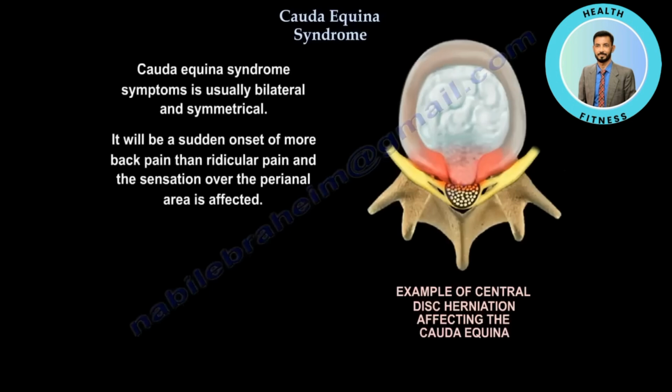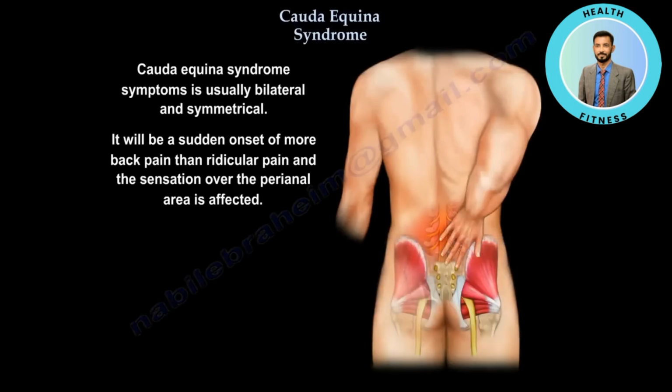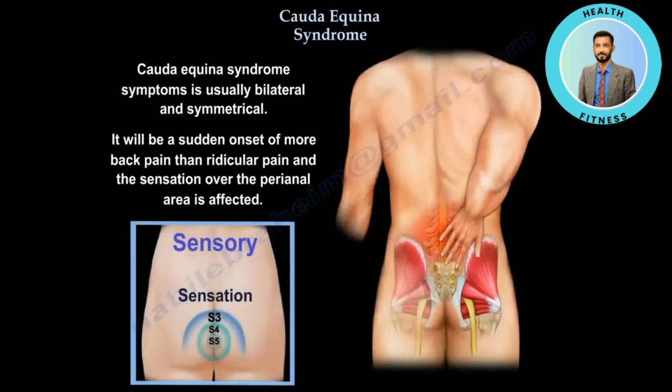Cauda equina syndrome symptoms are usually bilateral and symmetrical. It will be a sudden onset of more back pain than radicular pain, and the sensation over the perianal area is affected.